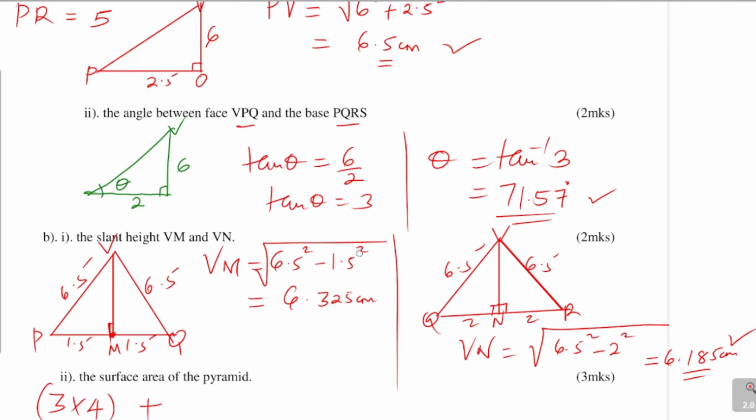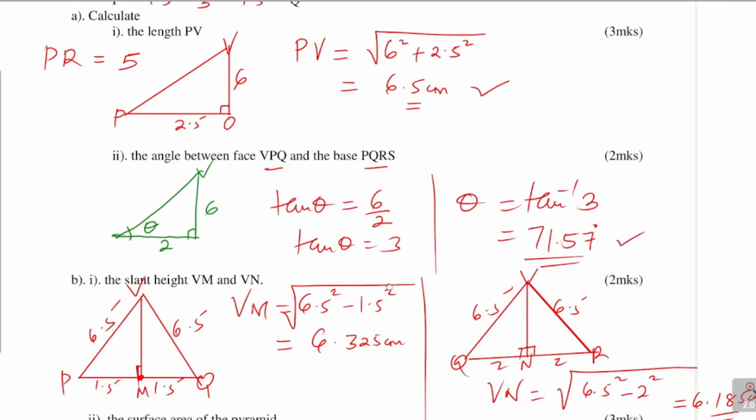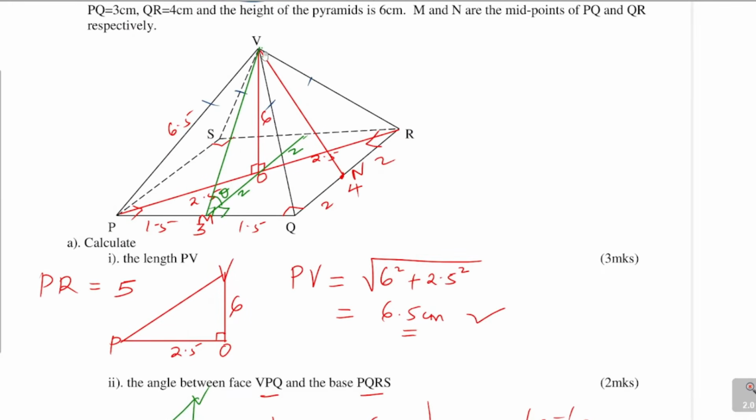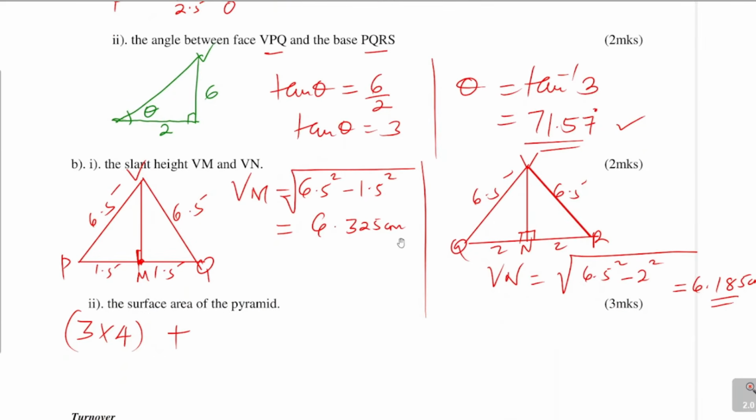Now I want you to look at this face, VPQ. You can see that VPQ, already we have extracted it here, so we can use this one. It has been simplified here. So that triangle, you get it by a half times the base. The base is PQ, which is 3, times the height. The height we just obtained is 6.325. And then since we have the other slant height similar one, on the other side, you have to multiply by 2 because there are 2 faces.